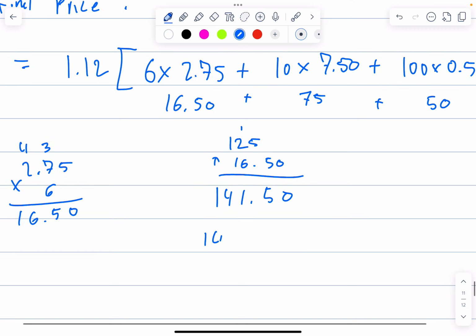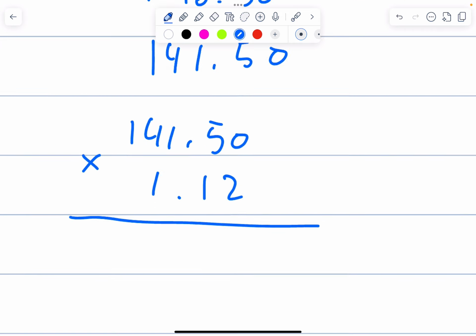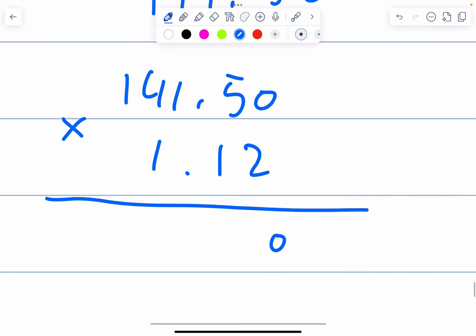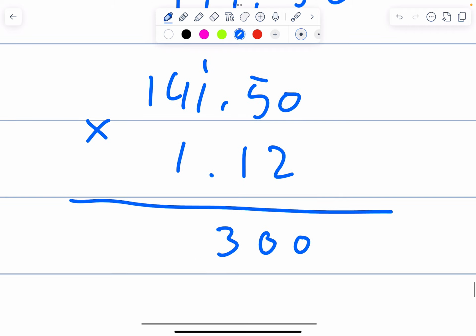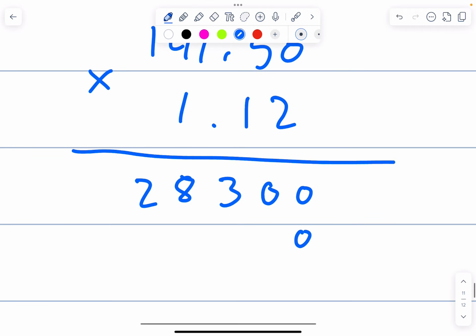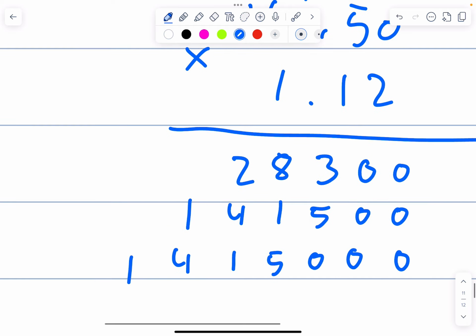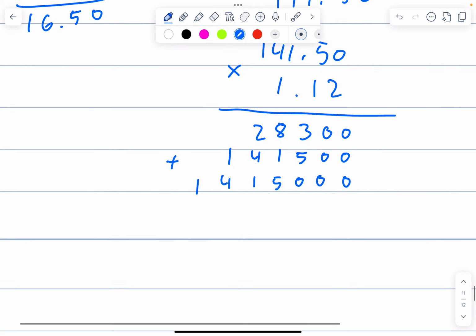And now 141.50 times 1.12. Okay, so the first one is 4 times 2 is 8, 2. And drop down: 0, 0, 5, 1, 4, 1. So remember, every time you go down, you add another 0.